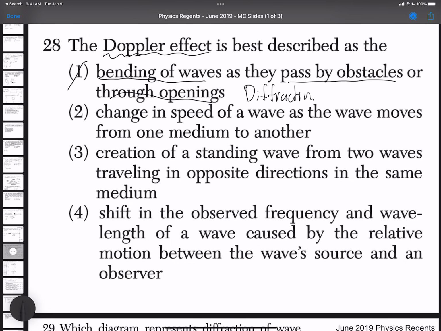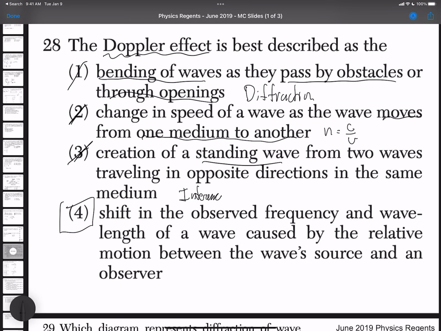Answer choice 2, change in speed of a wave as the wave moves from one medium to another. That's this idea from the earlier question, right, about index of refraction. It's the speed of light in a vacuum divided by the speed of light in the material. That is not the Doppler effect. Answer choice 3, creation of a standing wave from 2 waves traveling in opposite directions in the same medium. This is describing interference. Specifically, interference that arises and creates a standing wave. So it's not answer choice 3.